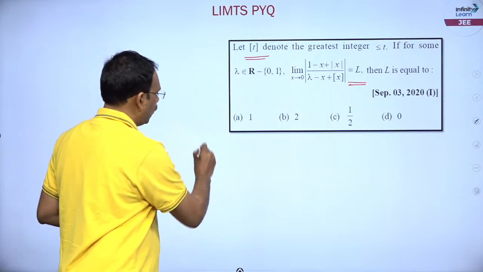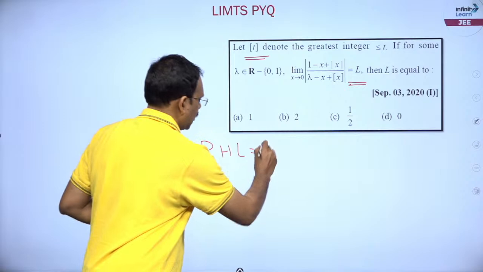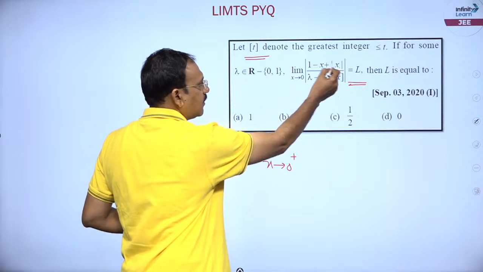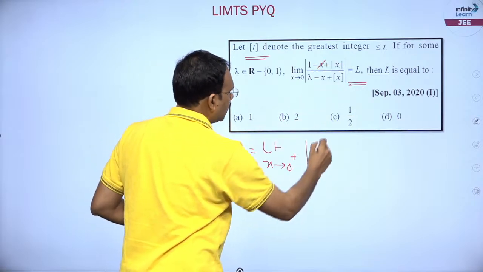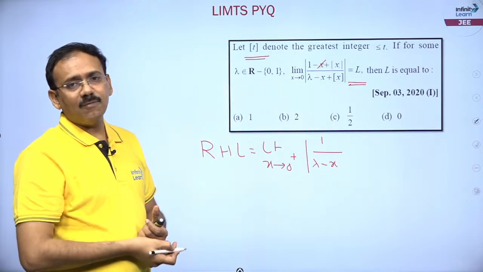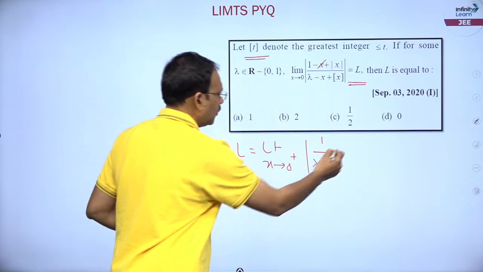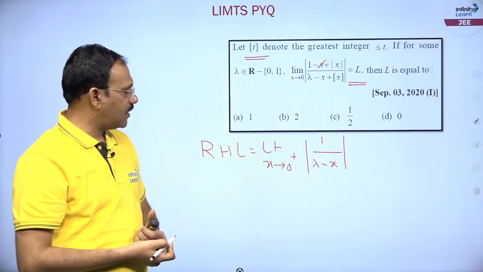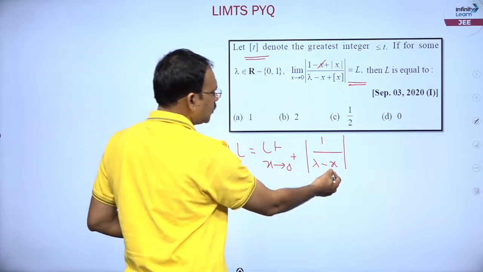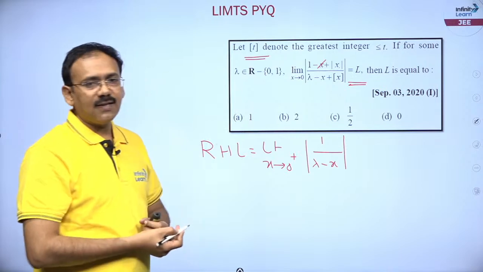First I go with the right hand limit, that is limit x tends to 0 plus. Let us see what happens. Mod x is x itself, so these two get cancelled. So modulus 1 by lambda minus x. 0 plus step x is nothing but 0, because x is slightly greater than 0, like 0.00 something, whose step is 0. This is going to be the right hand limit, dear students, as x tends to 0 plus. What did he say about lambda? He just said lambda is a real number other than 0 and 1.